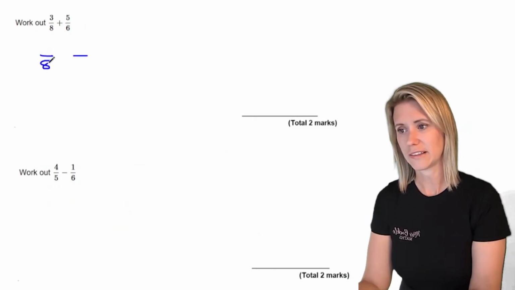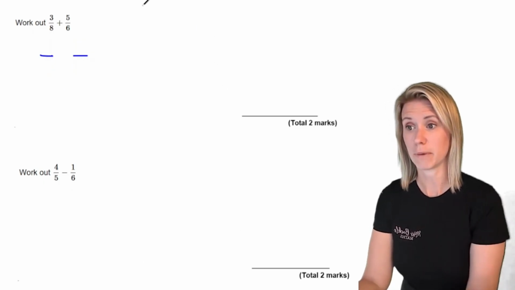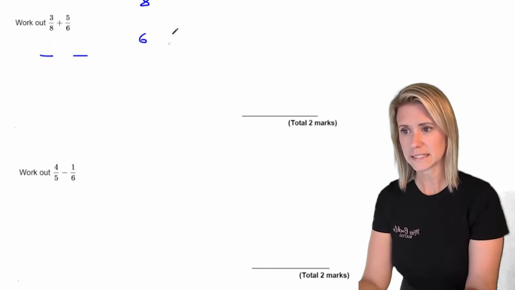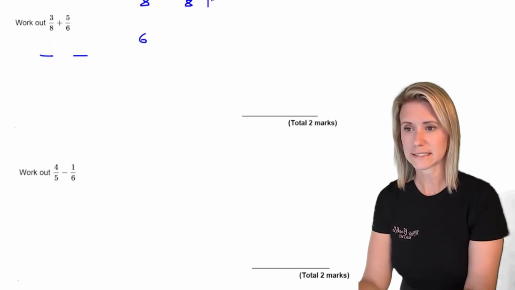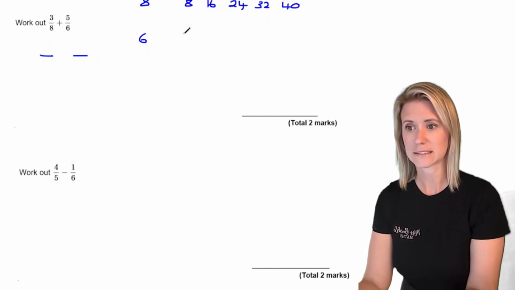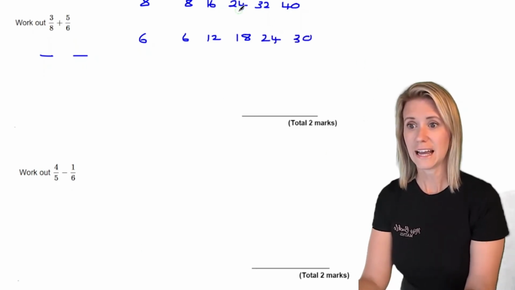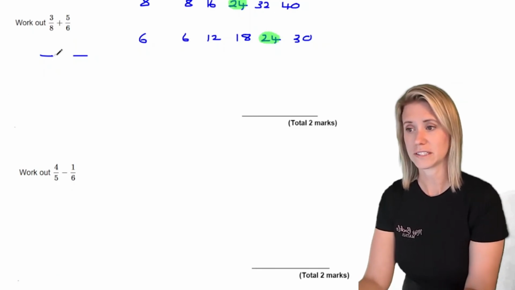We're trying to think in the 8 and the 6 times table, what is the first number that appears in both? So 8 times table, 8, 16, 24, 32, 40. And the 6 times table, 6, 12, 18, 24, 30. Now have a look what number has appeared in both already, and it is the number 24. So that's what we're going to use as our common denominator.